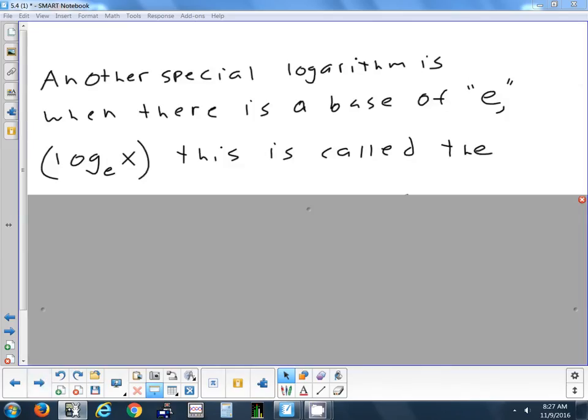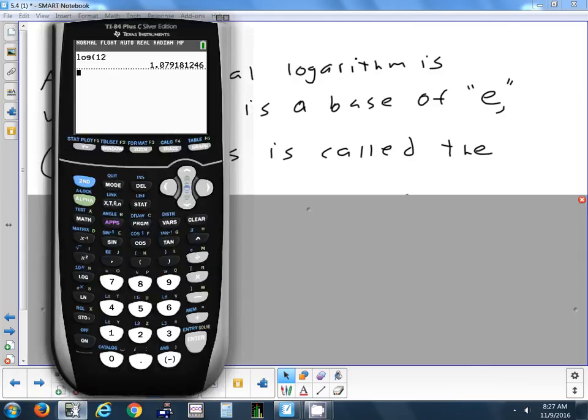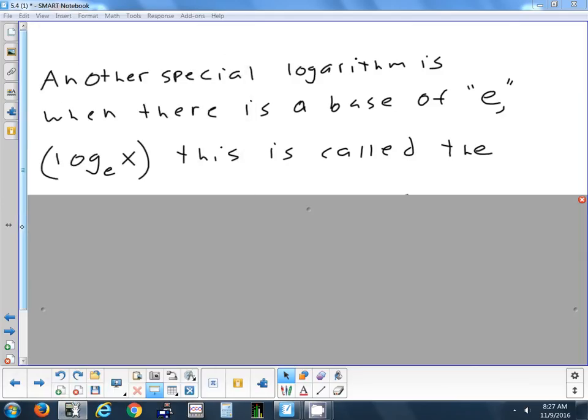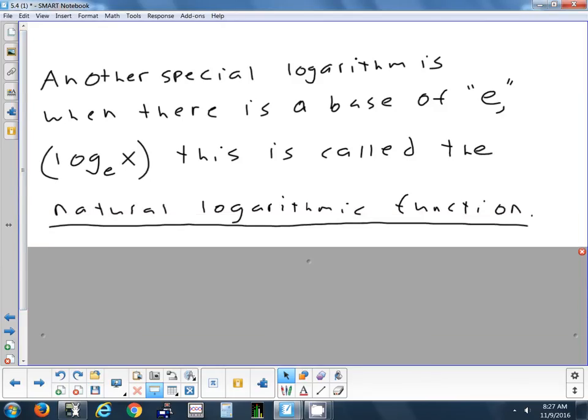All right, so the second special log is when there is a base of e. Isn't e like 2.71? Yeah, and we talked about the number e yesterday. It came from that exponential function, 1 plus 1 over x in parentheses raised to the x. I said that horizontal asymptote in that function is going to come up today, and it's coming up right here. So the other special base, besides having a base of 10, is having a base of e.